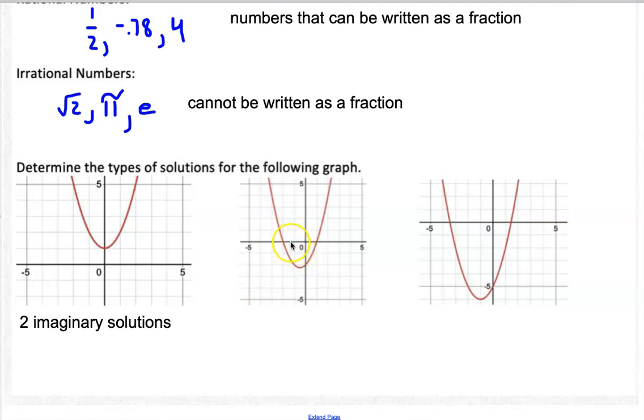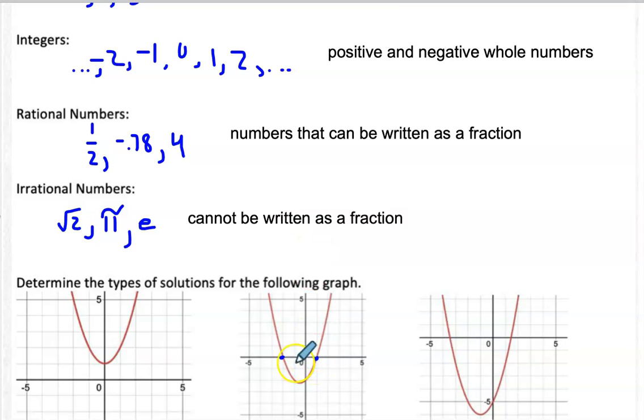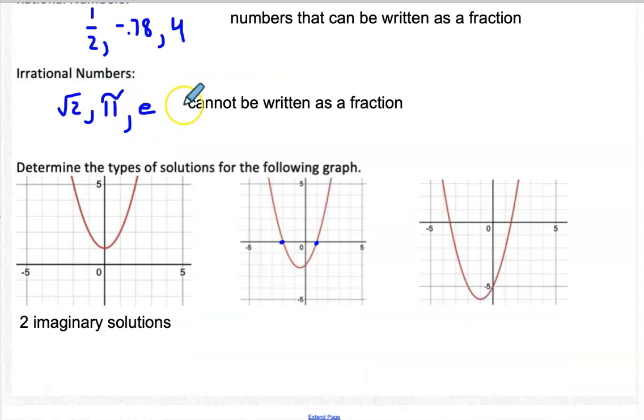For this next one, let's think about what the solutions are. I see solutions, or x-intercepts, here at -2 and at 1. So I'm going to look at what type of numbers those are. Well, 1 and -2 are integers. So I'm going to say 2 integer solutions.